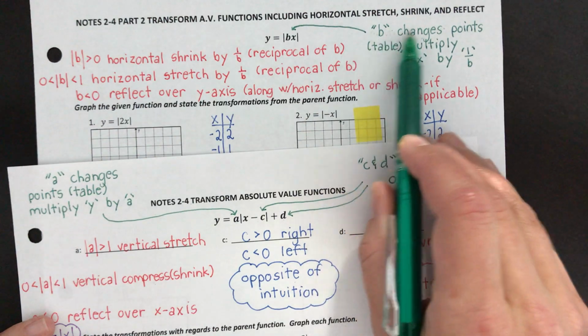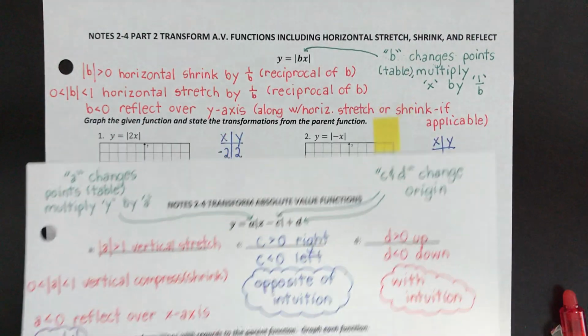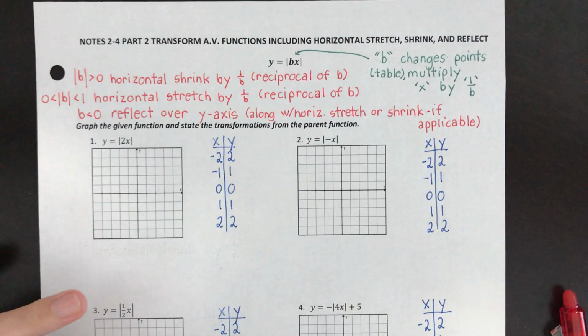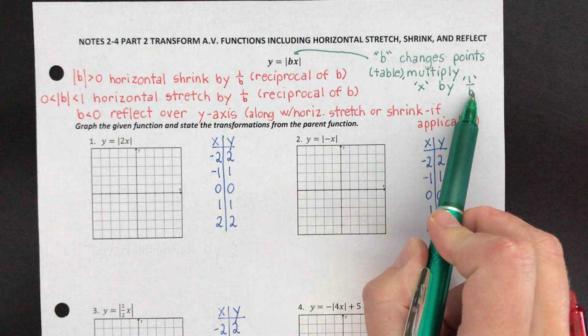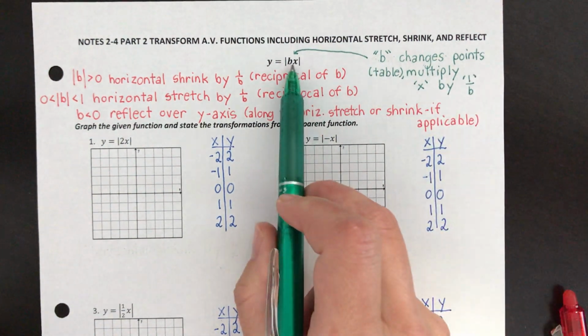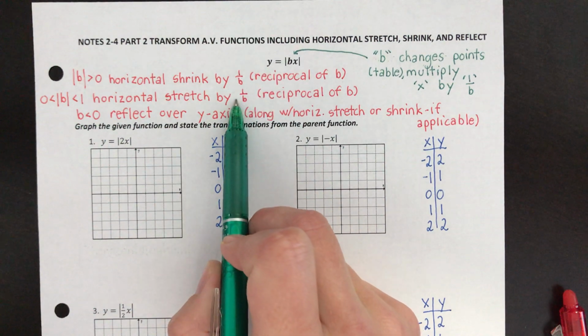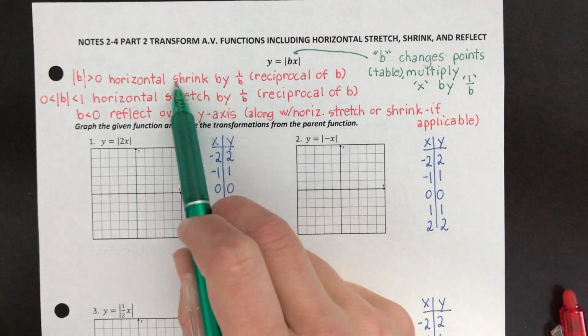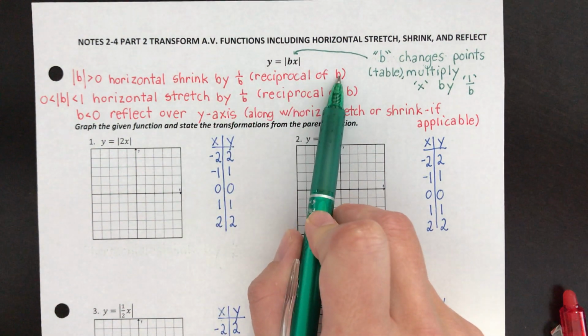Similarly, B changes the points just like A changed the points. So B changes the points on the table. We will multiply our X values by 1 over B. And so you'll see that theme a lot as we deal with the horizontal stretch, shrink, and reflect. So you're going to see that we're going to multiply by 1 over B, or when you're describing it, we're going to say by 1 over B, or in other words, the reciprocal of B.